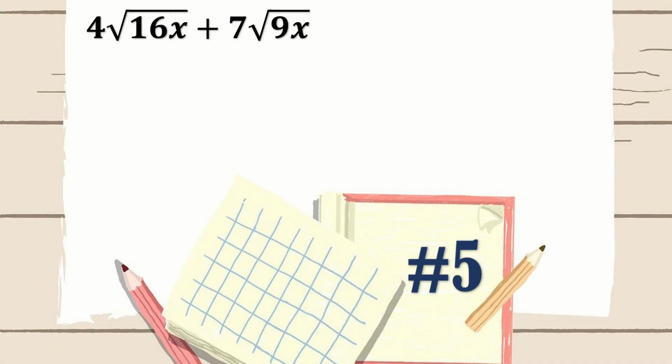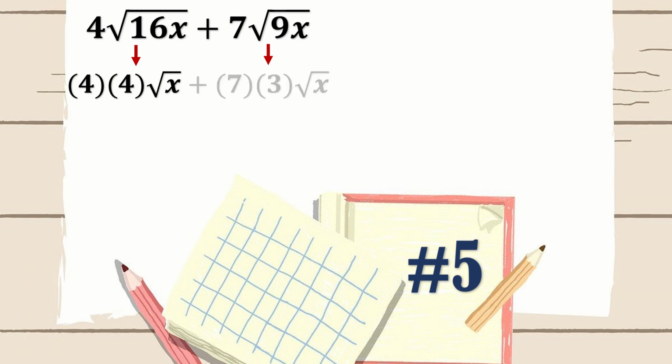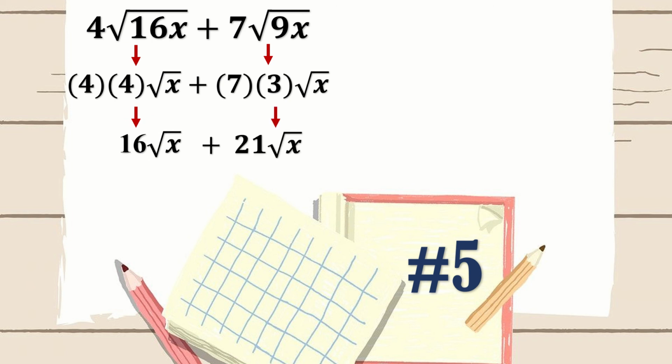Number 5, 4 square root of 16x plus 7 square root of 9x. Simplifying that, we will have 4 times 4 square root of x because square root of 16 is 4. Then, square root of 9 will be 3, so that will be 7 times 3 square root of x. Simplifying that, 4 times 4 is 16 square root of x.